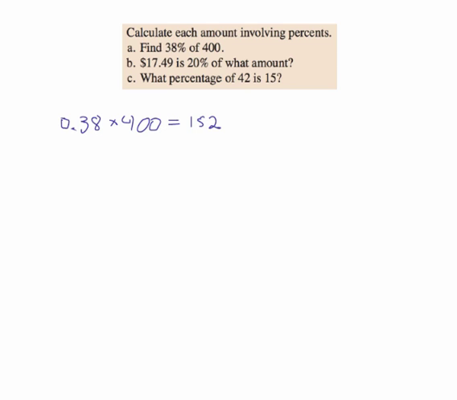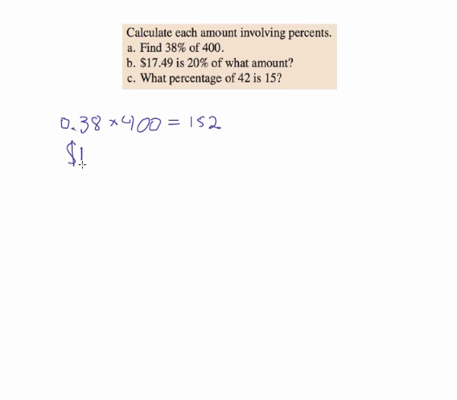In the second question, we're asked to find a certain amount, and what we know about that amount is $17.49 is 20% of it. Well, the "is" and the "of" lead me to believe that this could be translated into an equation, because often when we're trying to use algebra to solve problems, "is" stands in for equals. So let's see what we can do.